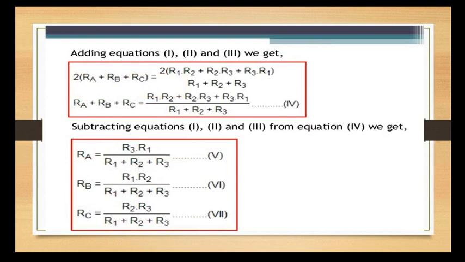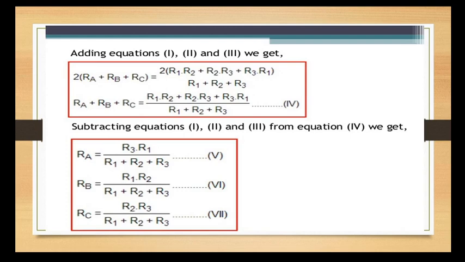Now you add these three equations, and what you get is 2 into RA plus RB plus RC. From that you can get the sum RA plus RB plus RC. Now you can subtract equations 1, 2 and 3 from this fourth equation and you get the values of RA, RB and RC.